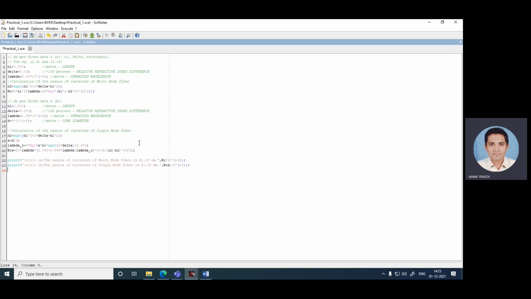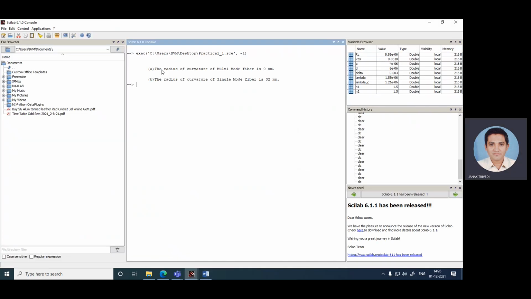So the code as we have explained already, we just run this program in Scilab. So save and execute. The radius of curvature of the multimode fiber is 9 micrometer and the radius of curvature for the single mode fiber is 32 millimeter.